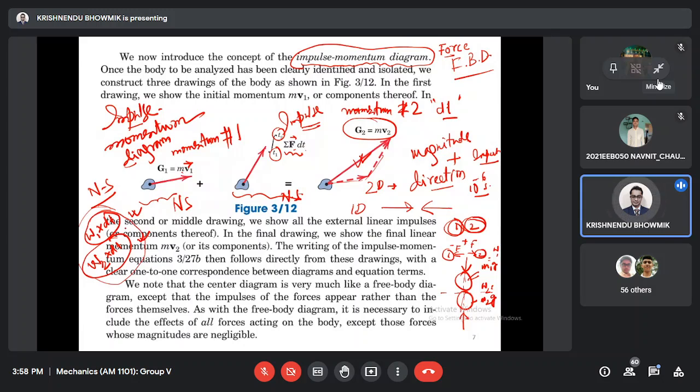impulse due to their weights, and we can utilize this expression: mv1 plus summation of F dt equals mv2. That expression we can use.